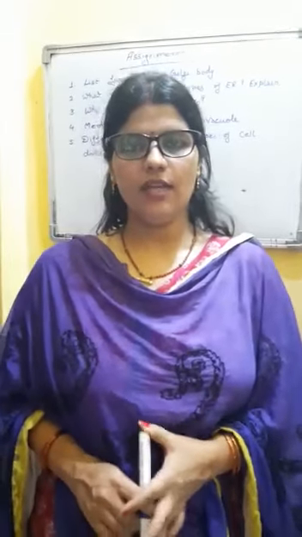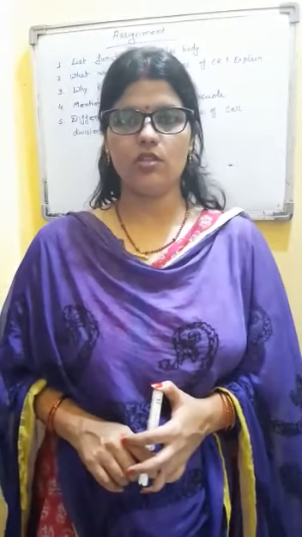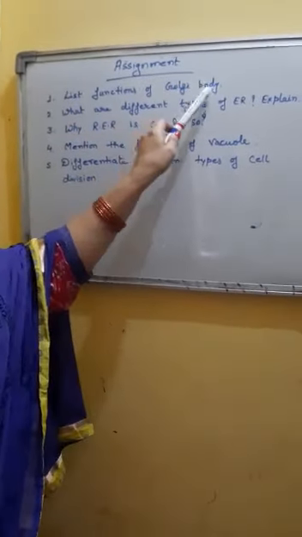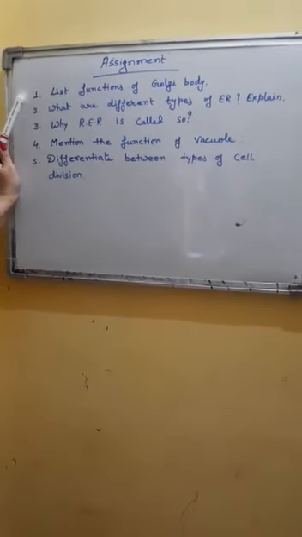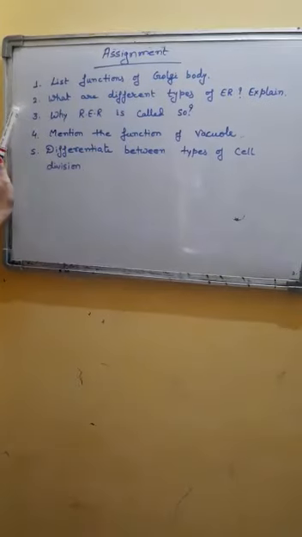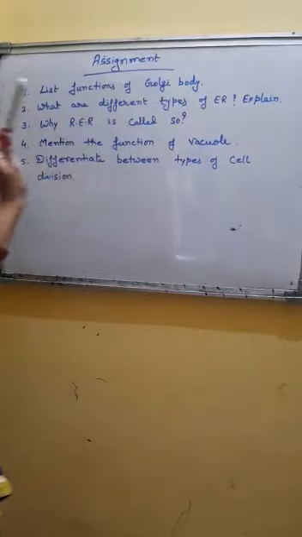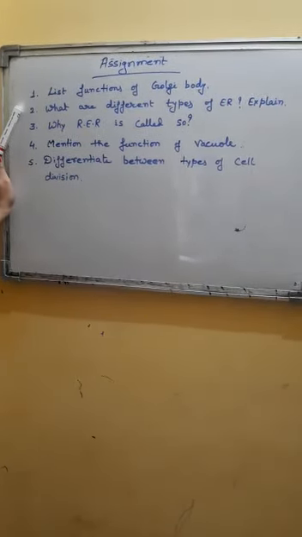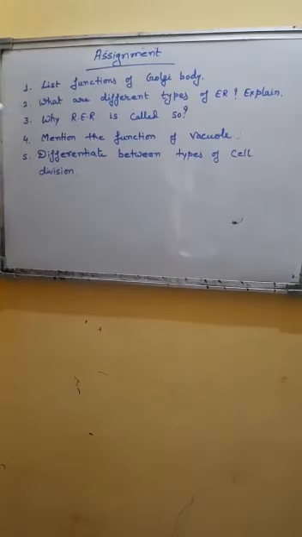Students, this is your assignment time. Following are your assignment questions. Watch the video carefully and write down the answers to these questions. You will get the answers. First question is, list the functions of Golgi body. You have to write down point-wise the different functions of Golgi body. In the second question, what are the different types of ER? Explain. You have to name the different types of endoplasmic reticulum and explain both, why it is called so, what its function is, etc.